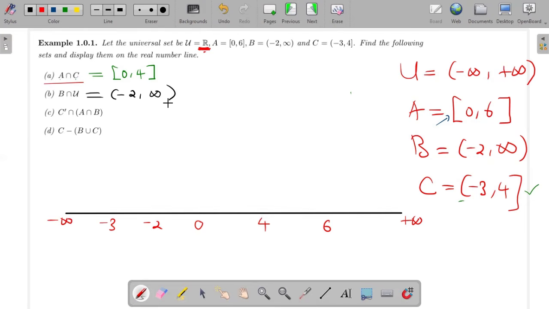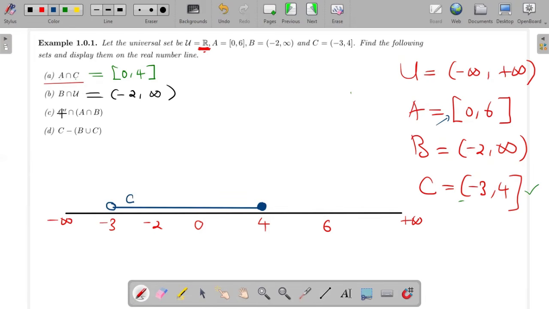Let's first of all plot the set C. C is from -3 all the way to 4. At -3, there's a curved bracket, so I'll put an open circle. At 4, there's a square bracket, so I'll shade it, like this one here. This part that I've drawn is my set C.